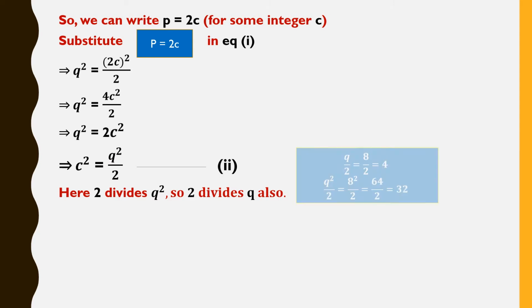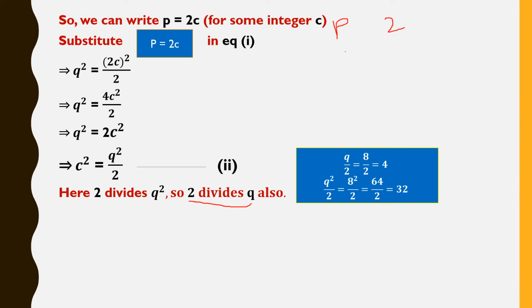I took one example here. Here I took q as 8. So this 2 is divisible into this 8, as well as this 2 is divisible into this 8 square. So I can say that 2 is a factor for q also. In the previous slide we got that p has a factor 2. Now we said that q also has a factor 2. It is dividing, meaning it has a factor 2. So now we got 2 as a common factor.